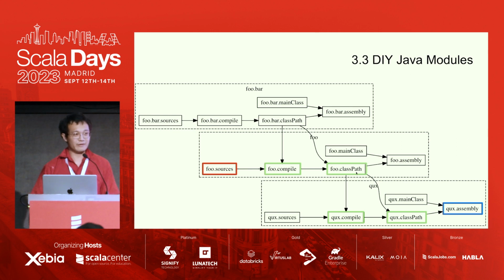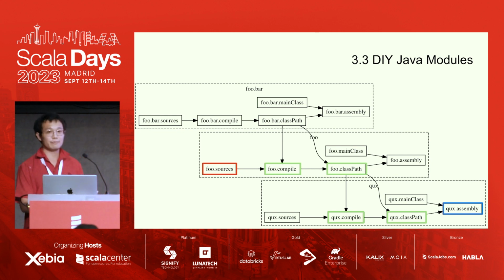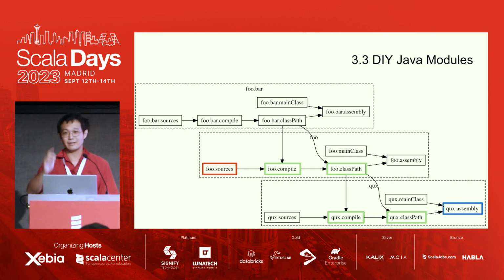This build graph is incremental. For example, if I made a change to foo.sources over here in red, and I run quux assembly over here in blue, it will only reevaluate these targets highlighted in green. It will not evaluate quux main class, even though it is part of quux assembly, because quux main class did not depend on the thing that I changed. It will not reevaluate foo.assembly, even though it is downstream of foo.sources, because I'm not running foo.assembly, I'm running quux assembly, and quux assembly does not have foo.assembly as a dependency.